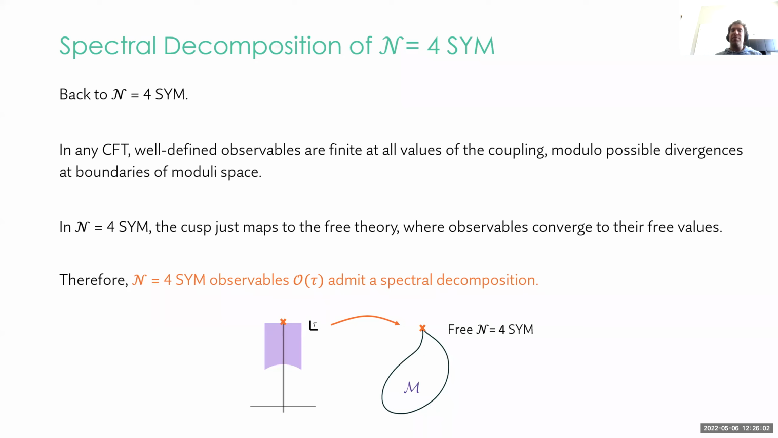We just have one boundary of this moduli space, the cusp up at tau equals i infinity, but that's where the free theory lives, and the observables converge to their free values there. So these observables are SL(2,Z) invariant, and because they are finite everywhere, they're square integrable, and therefore they admit the spectral decomposition.